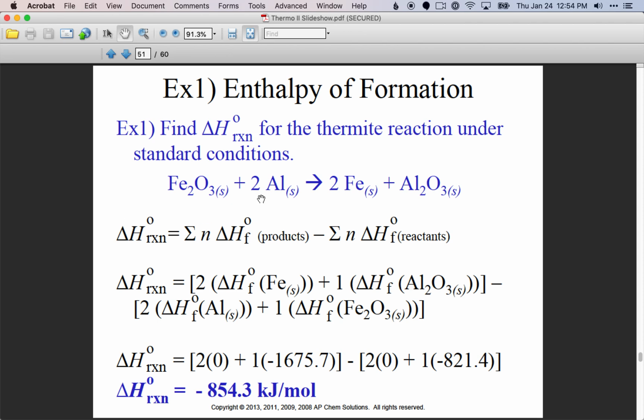Now, when they did this, because there's a 2 in front of iron, they have to put a 2 in front of the enthalpy of formation for iron. And by the way, if it's elemental iron, this essentially becomes 0, which is right down here. And then we have aluminum oxide, which has a coefficient of 1. And we have to look on the table for that enthalpy of formation. And then aluminum. Aluminum has a 2 here, but its elemental state is aluminum, which is 0. And then there's an understood 1 in front of iron 3 oxide. So when you do the math, you get a negative 854.3 kilojoules per mole.